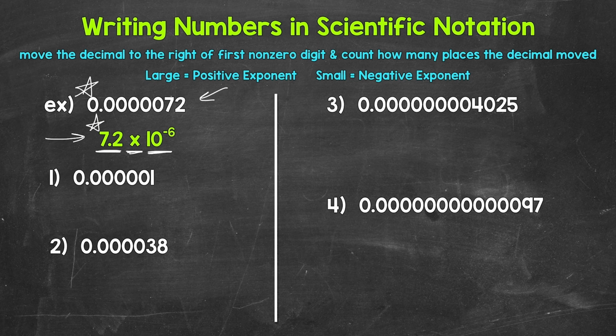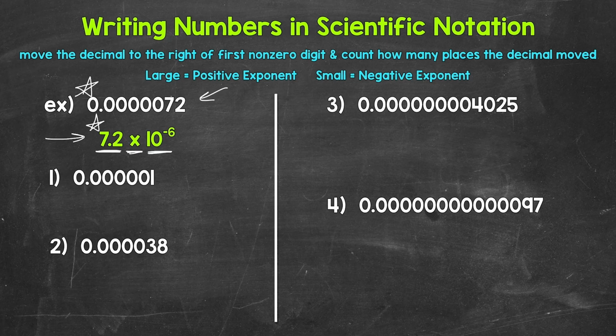So how do we go from this to this? Well, let's jump into our examples, starting with number 1. Now this is going to be very similar to when we write large numbers in scientific notation. We move the decimal to the right of the first non-zero digit, so anything 1 through 9, and we count how many places the decimal moved. That will give us what we need to write something in scientific notation. With small numbers, though, we will move the decimal to the right and use negative exponents, which we will talk about here shortly. So those two things do differ from when we have large numbers.